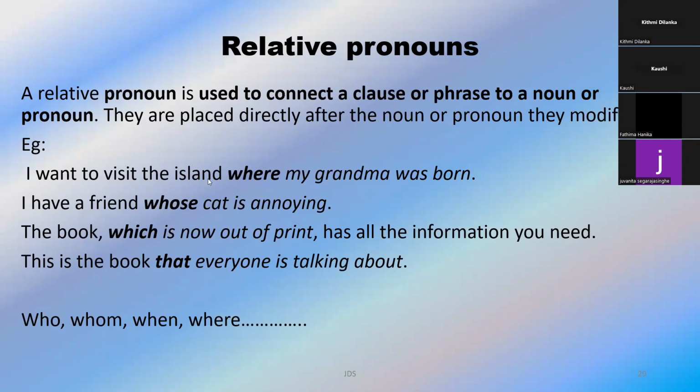I want to visit the island where my grandma was born. So grandma was born is one idea. Visiting the island is another idea. Both get connected using the relative pronoun where. I have a friend whose cat is annoying.